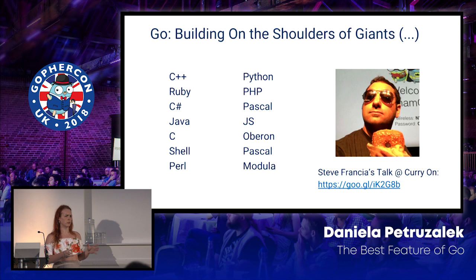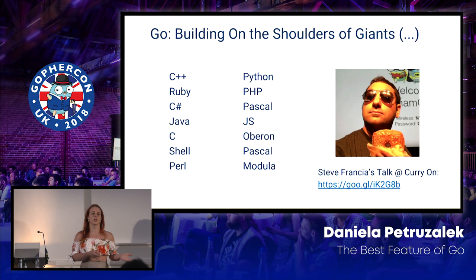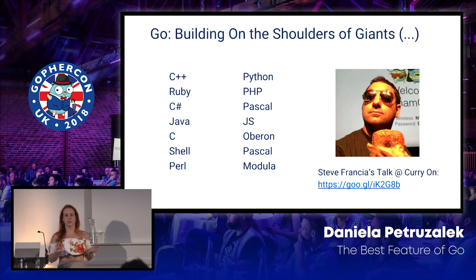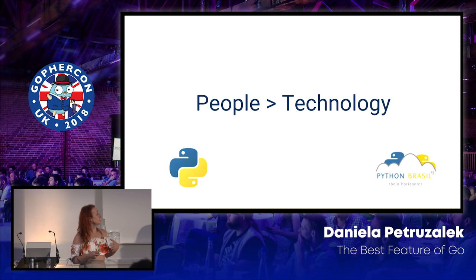And there is one language over there that has a community pretty similar to the one we have at the Go language. Can you guess what language that is? A hint: it's not Java, but it's Python. If you guessed Python, I was engaged with the Python community before getting to the Go community, and I feel that we share a lot of our values.